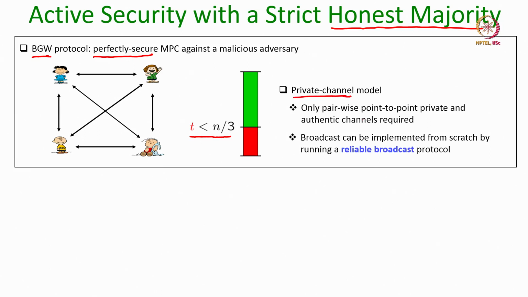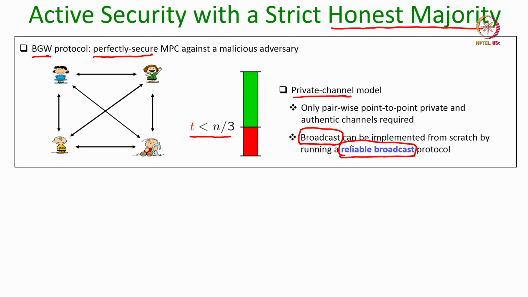Private channel means every pair of parties should be able to communicate securely with each other. Apart from that, we do not require any other setting, even though the protocols that we had seen require broadcast. For simplicity we assume the presence of a broadcast channel, but that is just a simplifying abstraction, because we can use reliable broadcast protocols like the phase king protocol to emulate the broadcasts which are done as part of the BGW protocol.